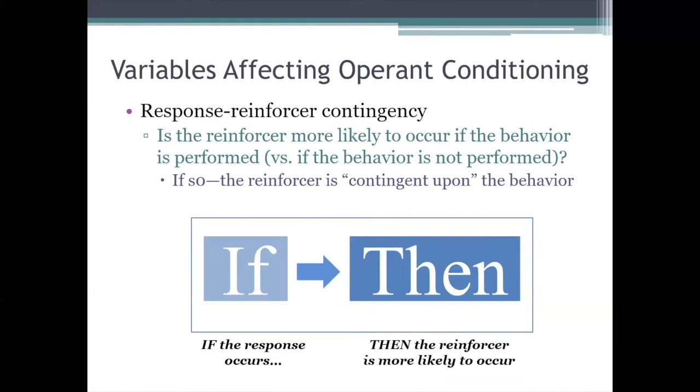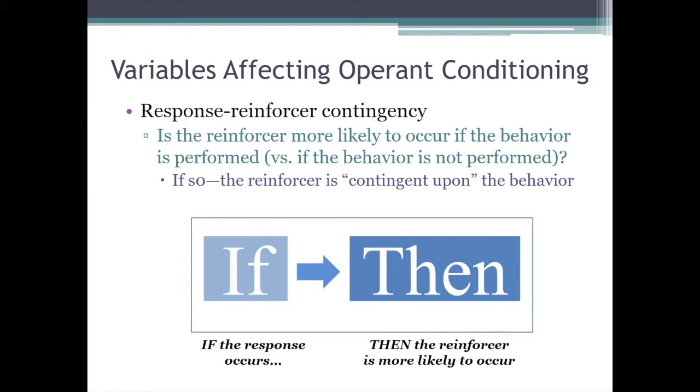So in operant conditioning, we'd say that there's a contingency between a behavior and a reinforcer if performing the behavior makes that reinforcer more likely to occur. If the animal's more likely to get the reinforcer after it performs the behavior than it is after it hasn't performed the behavior, then we'd say that that reinforcer is contingent upon that behavior.